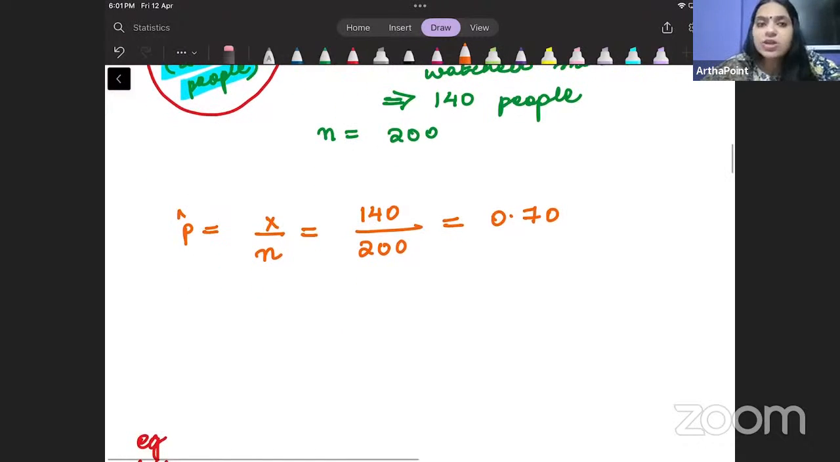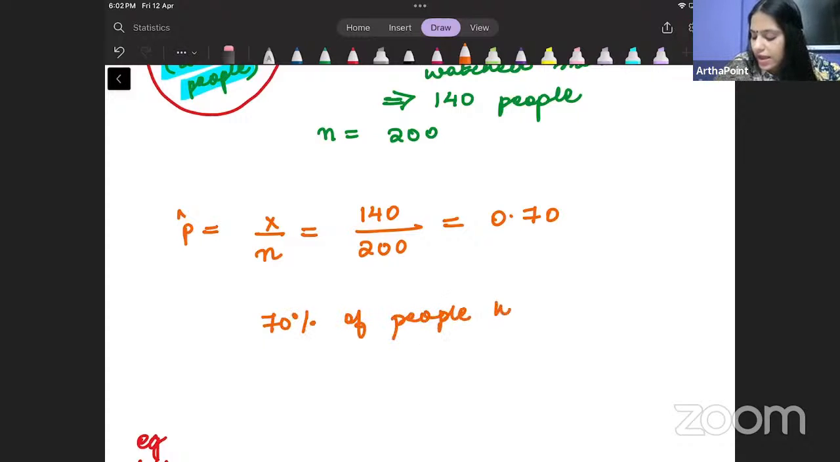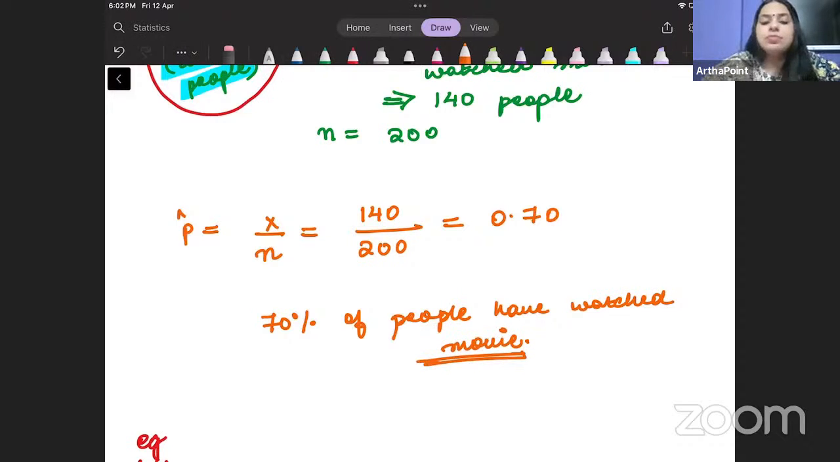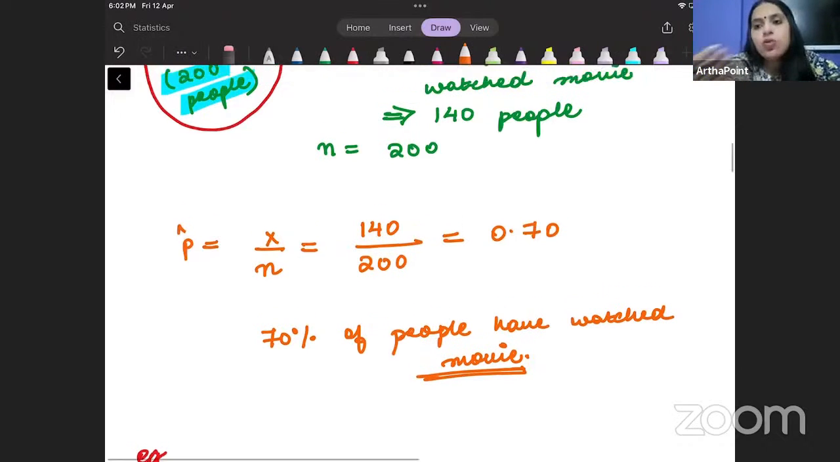So I am very sure that ma'am, in my sample, जो मैंने 200 लोगों का sample collect किया, in my sample 70% of the people have watched movie. In my sample, मेरे sample के अंदर 70% लोगों ने, 70% of the people have watched the movie.